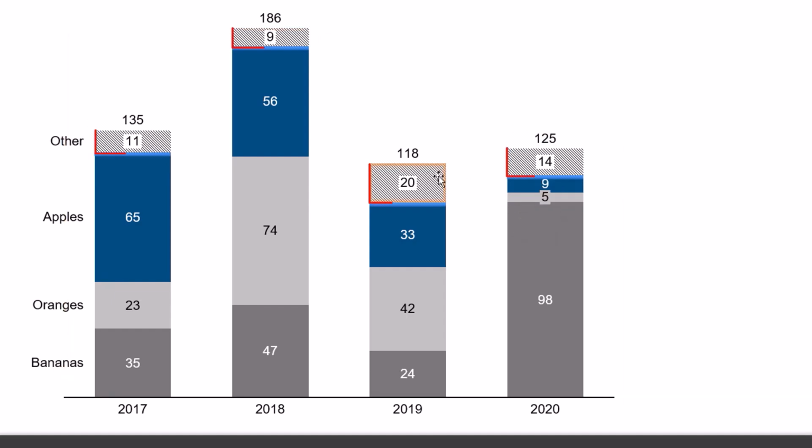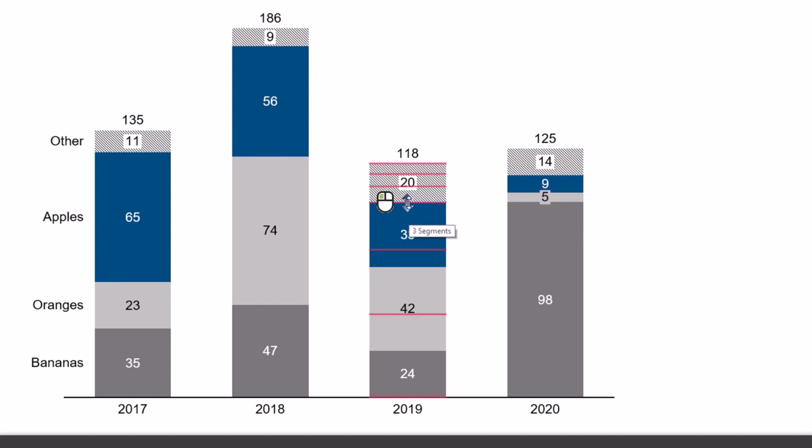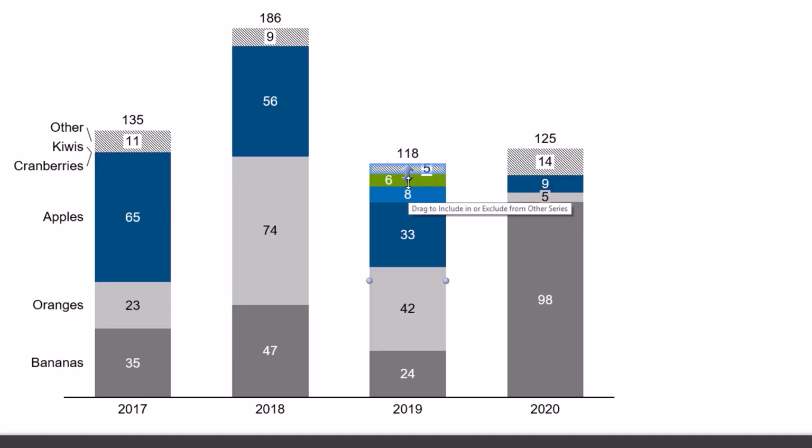The selected segments are combined into one for each category, given a new fill color, and the corresponding series label is changed to Other. Once you have added an Other series, you can also include additional segments in it or exclude segments that should be displayed individually again, by selecting one of the segments from Other and dragging the handle that appears up or down.